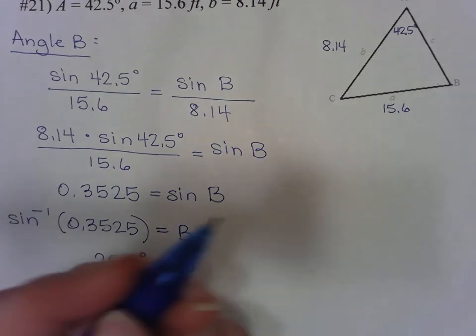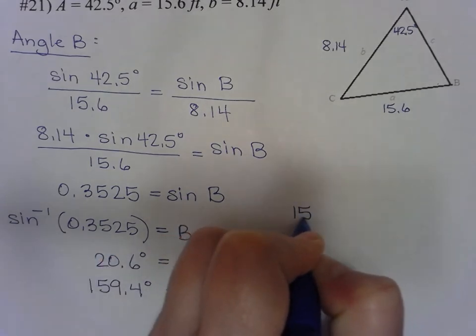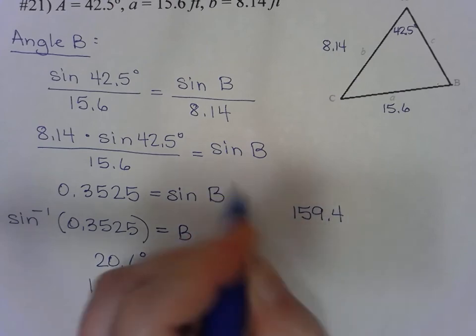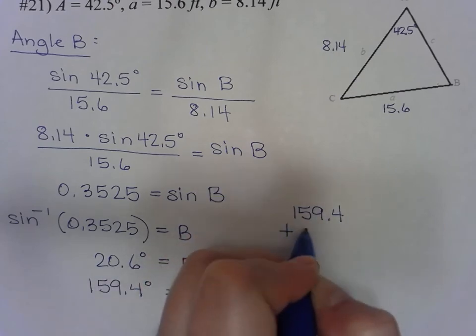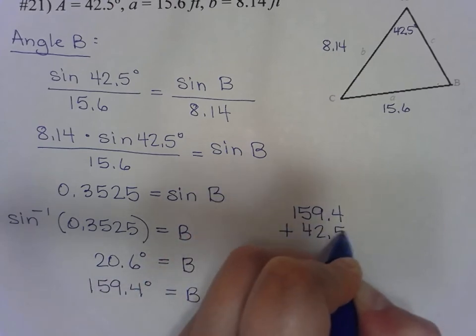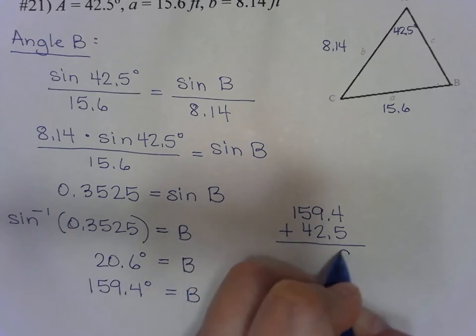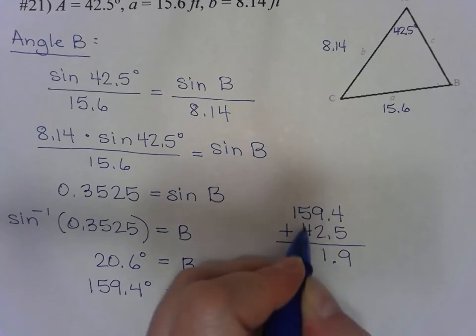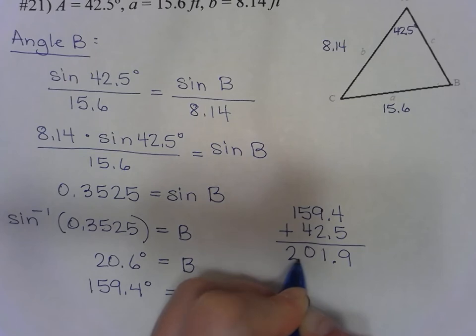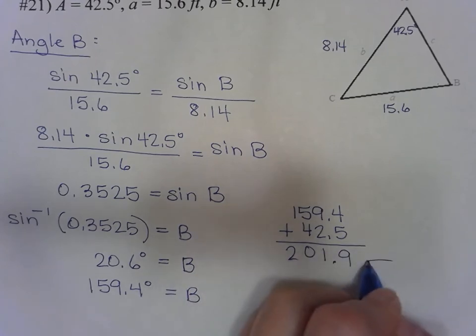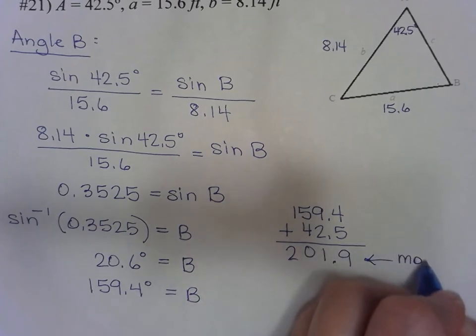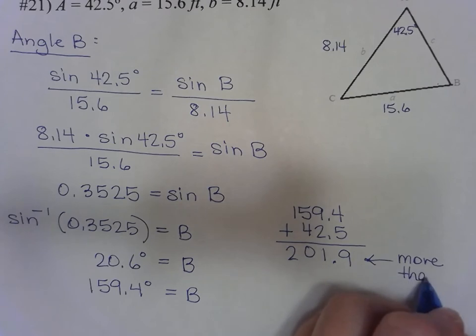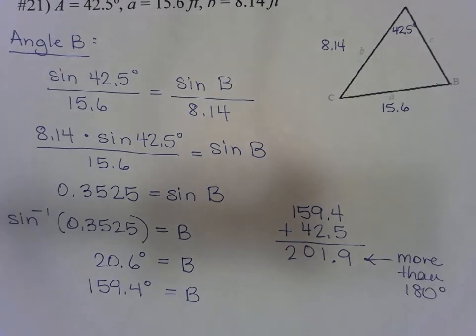Let's write that down. So 159.4 plus 42.5 would be 201 degrees, which is more than 180. So for this reason, this is not an option.